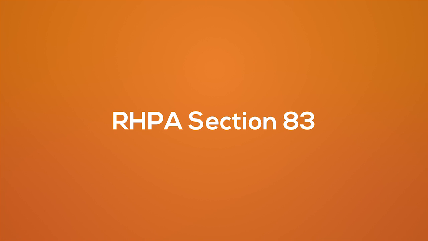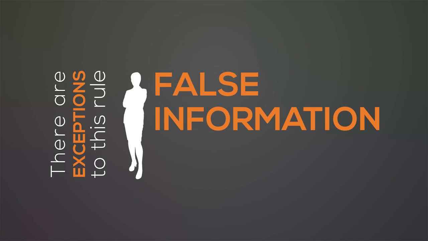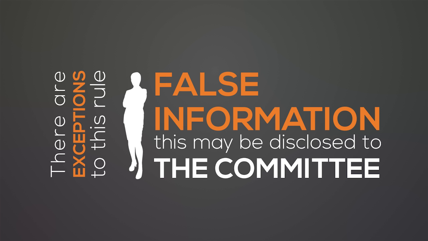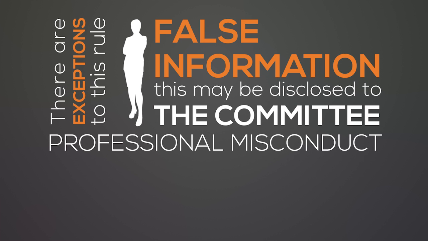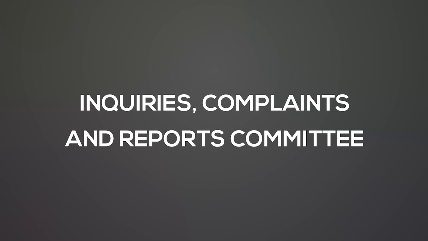To encourage and promote the RHPA's quality assurance objectives, additional confidentiality protections are established in Section 83 of the Code to protect the confidentiality of quality assurance information that quality assurance committee members, staff, and assessors have. There are exceptions to this rule. If a member knowingly gives false information to the Quality Assurance Committee or to an assessor, this may be disclosed to the committee. Or if the Quality Assurance Committee comes to the conclusion that a member may have committed an act of professional misconduct, be incompetent, or be incapacitated, the member's name and the allegations may be disclosed to the Inquiries, Complaints, and Reports Committee.